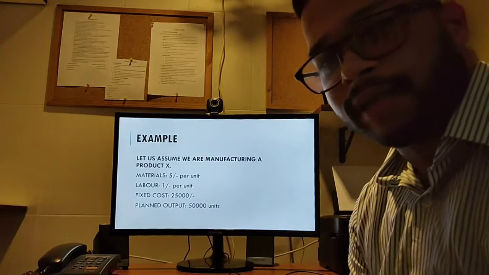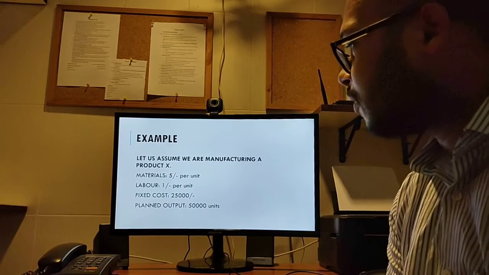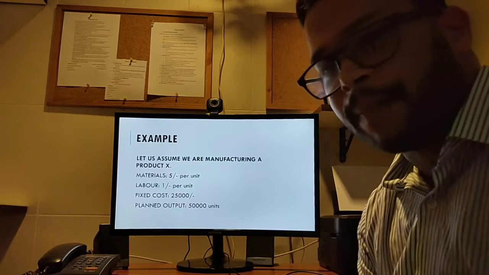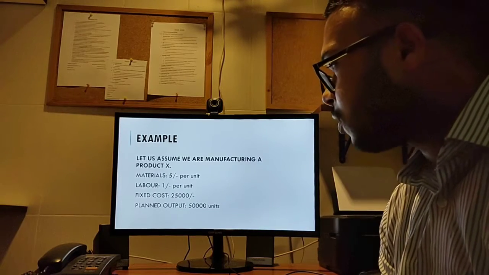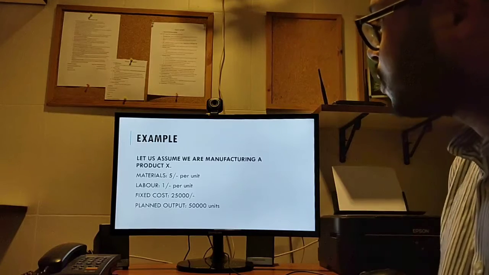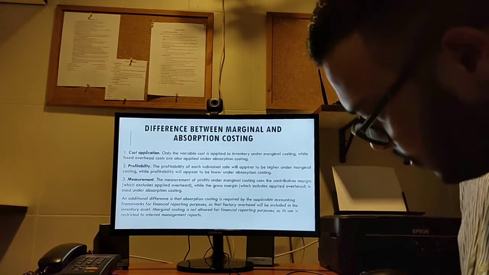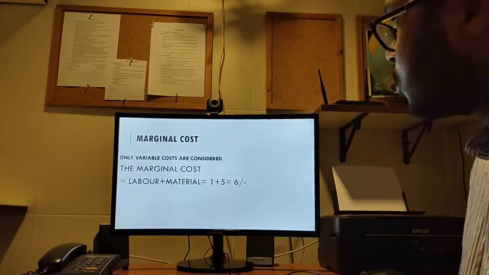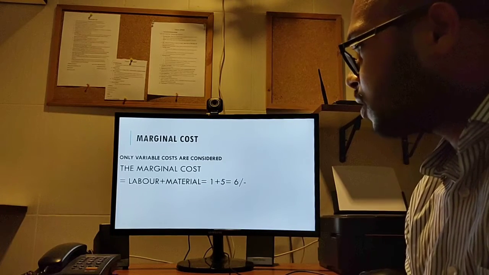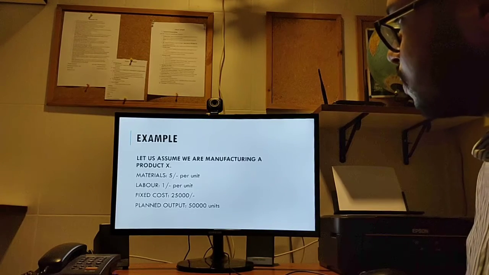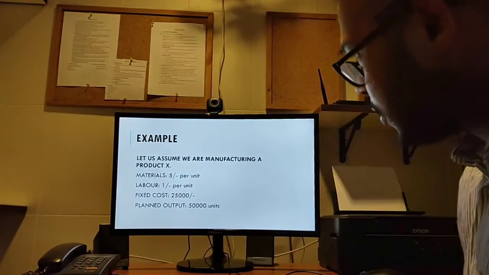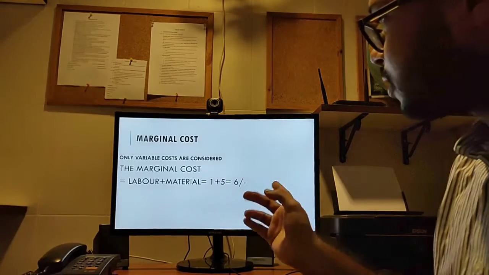Now let us speak about an example. Let us assume that we are manufacturing a product X. Your materials, let's say, are 5 per unit, labor is 1 per unit, and fixed cost is 25,000. And let us assume that our planned output is 50,000 units. Now under marginal cost, only variable costs are considered. So the marginal cost will be equal to your labor plus your materials, but fixed cost is excluded. So that will give you 6.